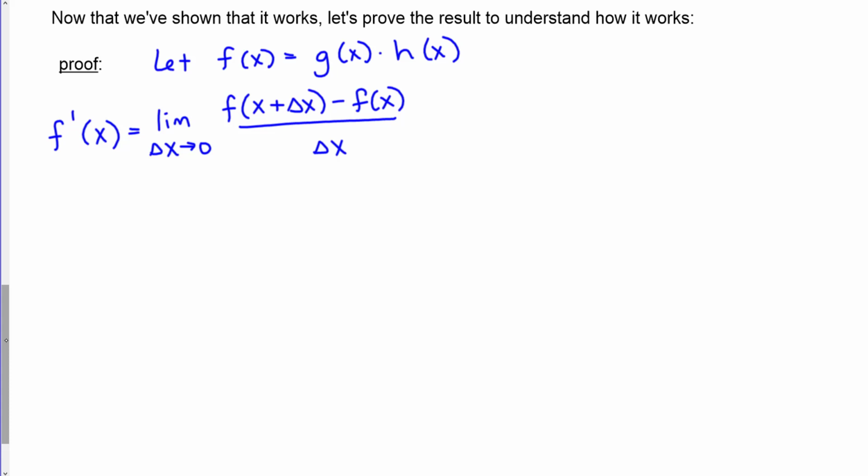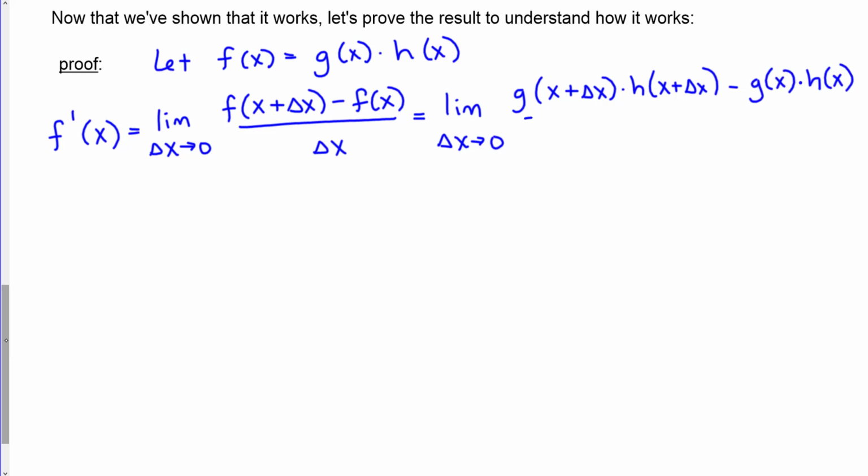Now, what we know is a little bit about how f of x is defined. It's defined as the product of g of x and h of x. So g of x plus delta x times h of x plus delta x minus, and then just the function itself, which would be g of x times h of x all over delta x. Okay. Now, that as written doesn't enable me to split this limit up in any specific way to make two separate derivatives, which is why I'm not able to just take the product of the derivatives in the end.